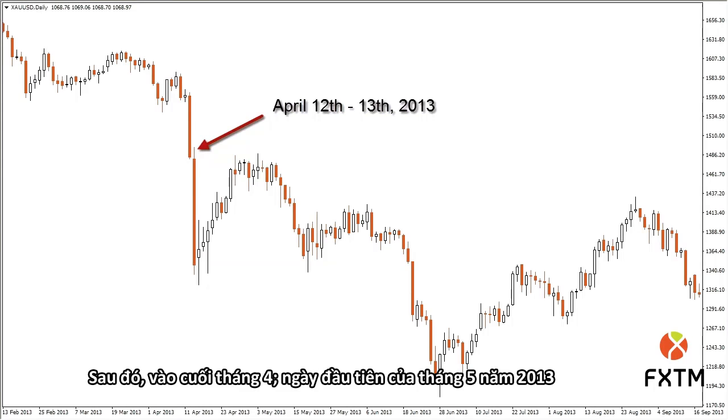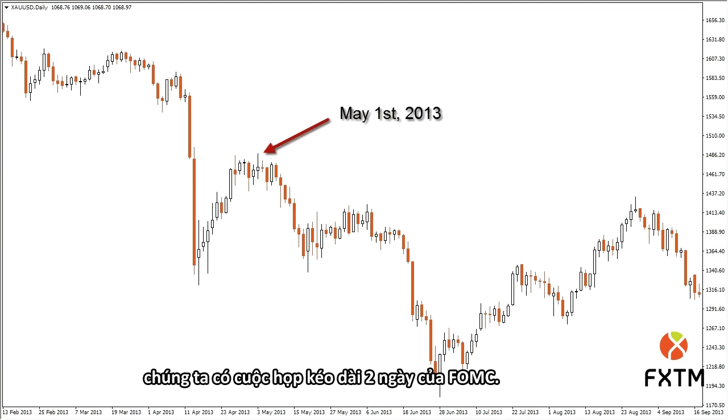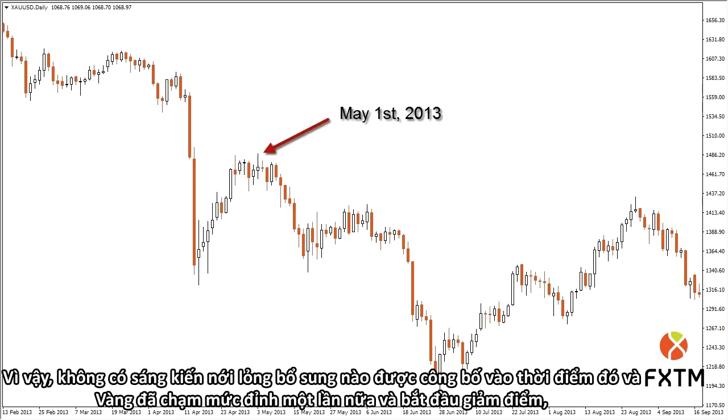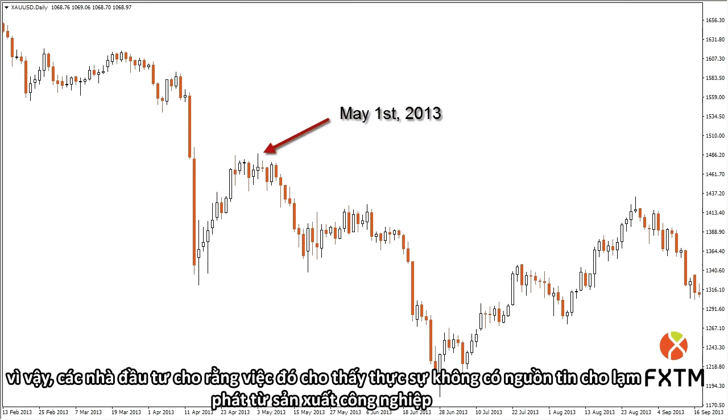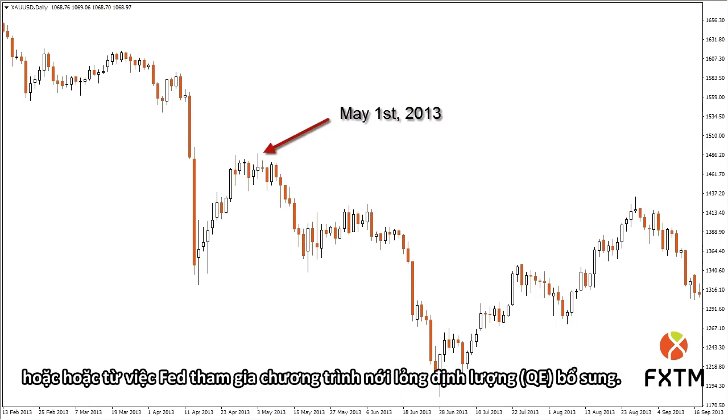Subsequently, at the end of April, in fact the last day of April and the first day of May in 2013, we had the two-day FOMC meeting. No additional easing initiatives were announced at that point, and gold topped out again and began to decline. So investors were looking at that as indicating that there really weren't a lot of short-term sources for inflation, either from industrial production or from the Fed engaging in additional quantitative easing.